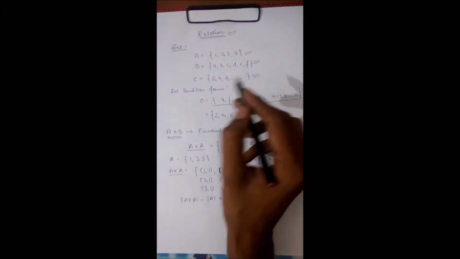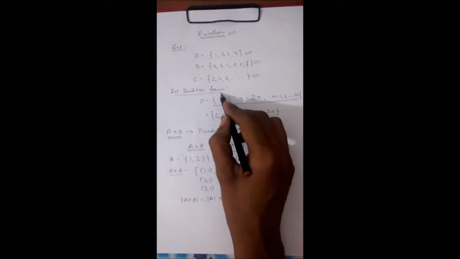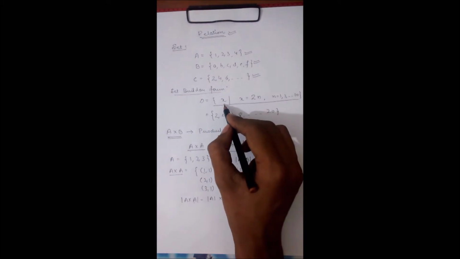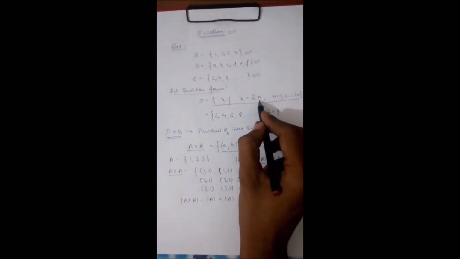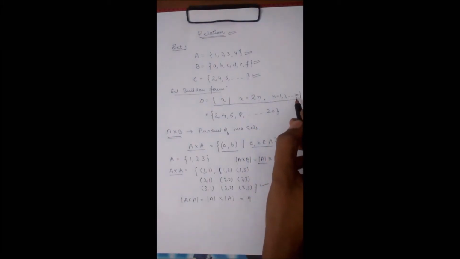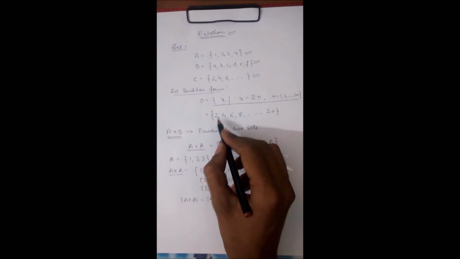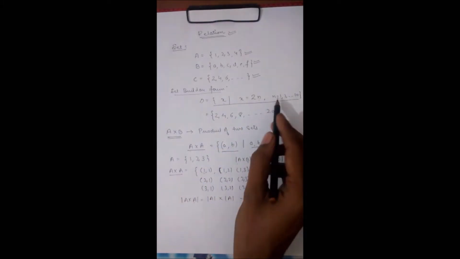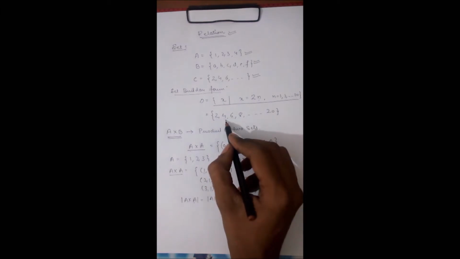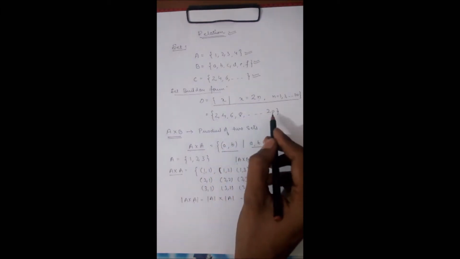And another form of a set is the set builder form, where we write my set D is such that all those x which are equal to 2 into some n, where n goes from 1 to 10. This can be written like this: for n equals 1, x will be 2, n equals 2, x will be 4, n equals 3, and so on up to 20.